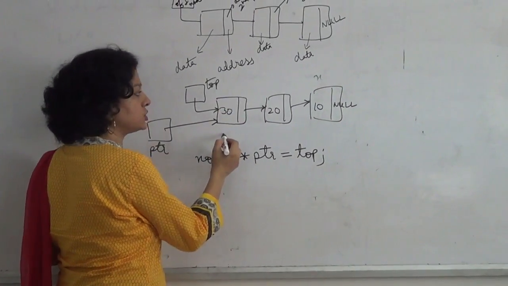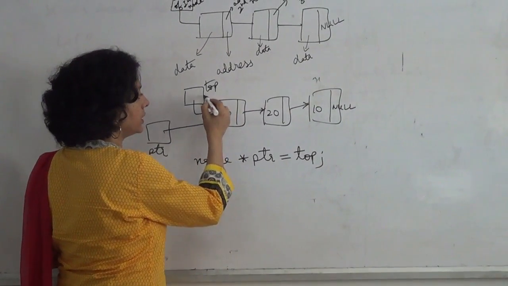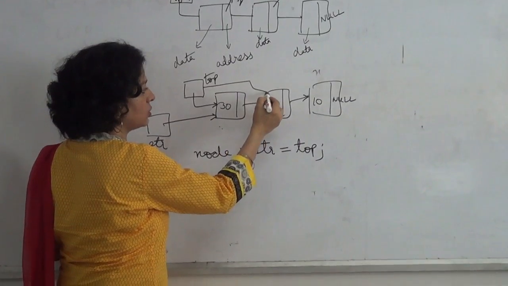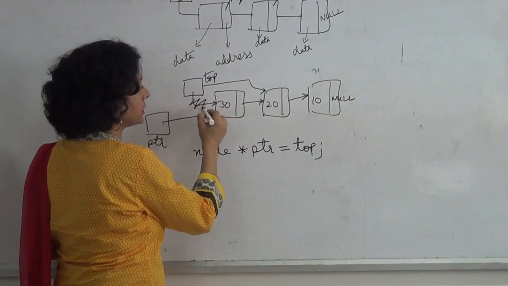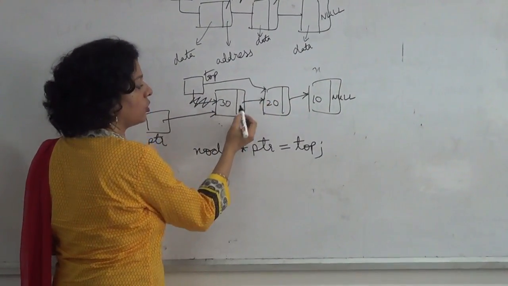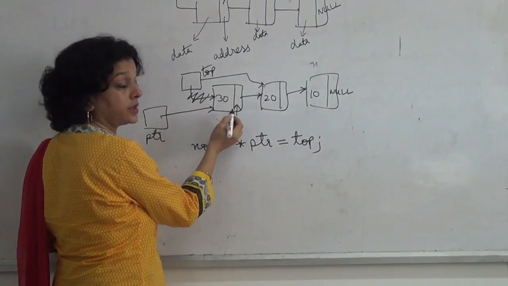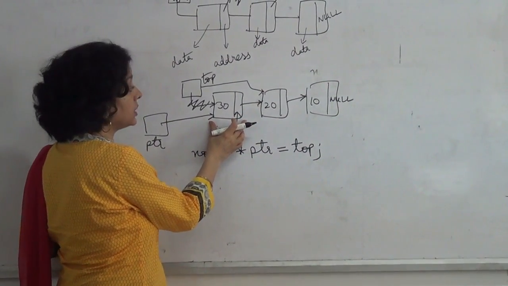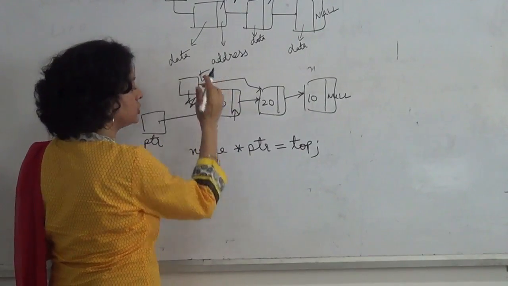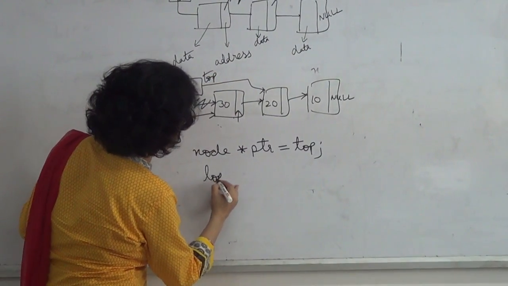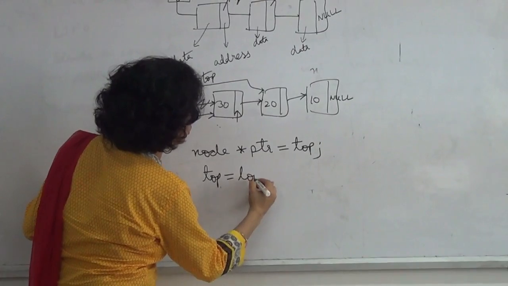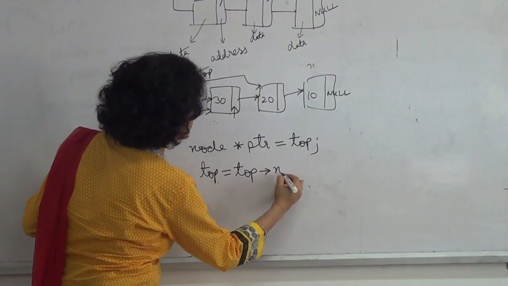Now to delete this first node, my top should point to this node instead of this. The address of this node is stored here in the next part of the first node. Now to store this address in top, I will give the statement like this. Top is equal to top arrow next.